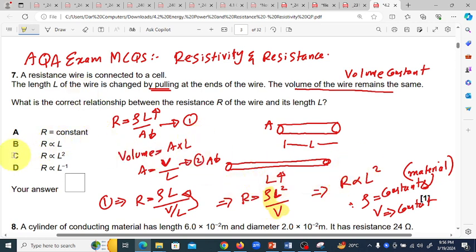So the correct answer is R is proportional to L square. This is our required answer. Option C is the correct one.